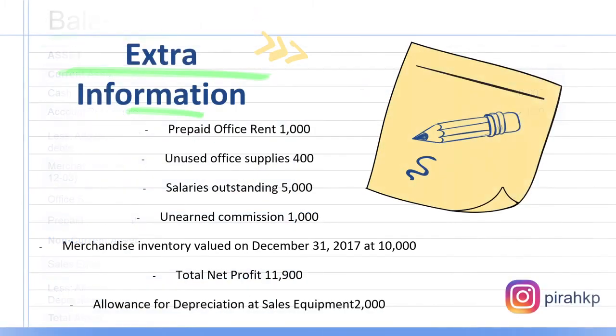Now next current liability is salaries payable. It was already given to us in extra information that salary is outstanding. Means we have to pay these salaries, and people, our employees, have already worked for us, but we have to pay it. This is a liability on us. So we are going to write salaries payable 5,000.